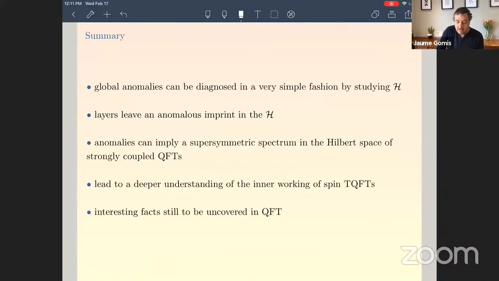Okay. So let me just conclude. So what we've seen is that some global anomalies can be diagnosed in a very simple fashion by studying the Hilbert space. Different layers leave different anomalous imprints in the Hilbert space. And perhaps very interesting is that these anomalies imply out of the blue that the theories with the right set of anomalies must have a supersymmetric spectrum. Along the way, even though I didn't do justice to the subject, one has to go deeper into understanding spin QFTs. And I think that's interesting. And I think that is fun is that we're still kind of learning and uncovering interesting facts about quantum field theories and anomalies. So with that, I'll stop and I'll thank you for your attention.